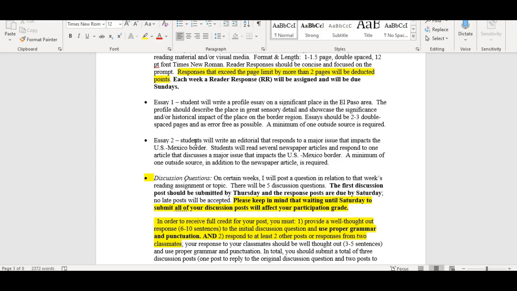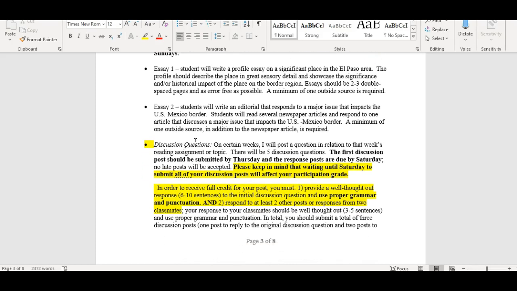Essay 2, you're going to write an editorial about a border issue. So that editorial can actually be developed into your research paper. So you can actually choose that same topic for your research paper. So just keep that in mind.